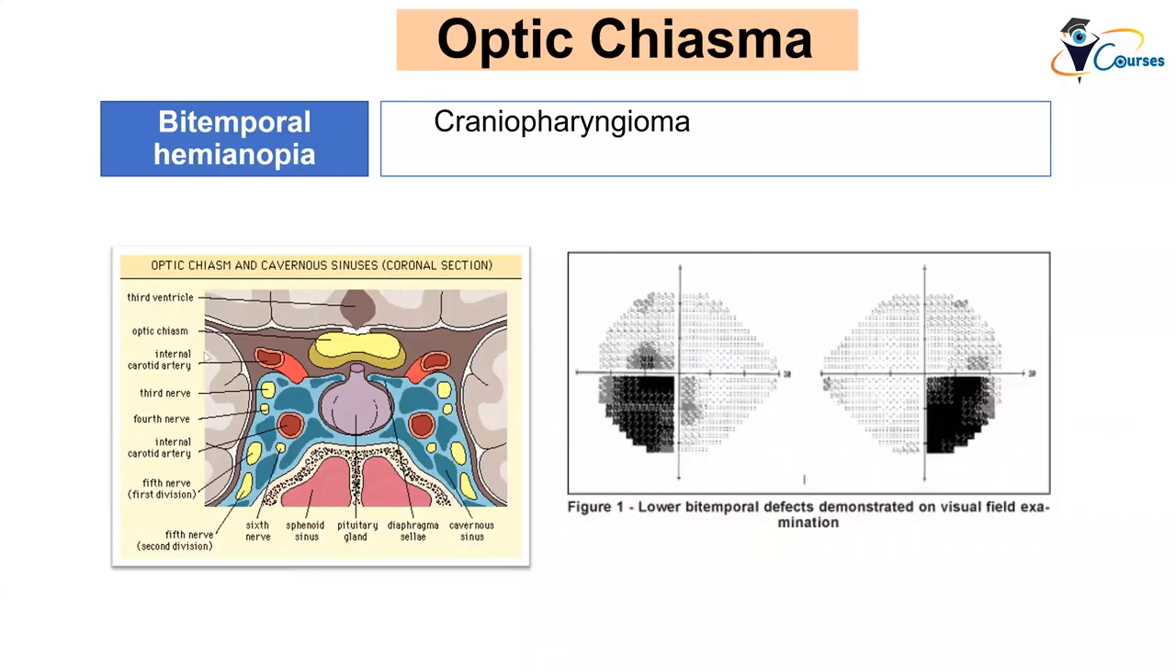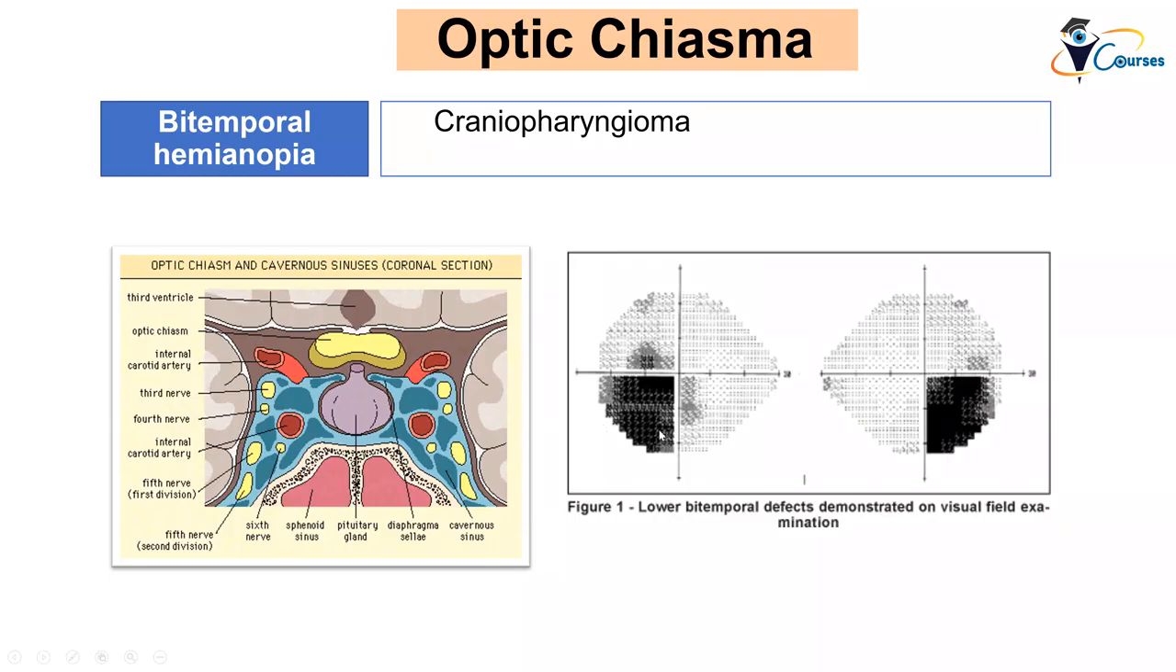On the contrary, the bitemporal hemianopia can start inferiorly. And when this happens, think of craniopharyngioma. This craniopharyngioma, starting at the roof or at the floor of the third ventricle, will compress the chiasma from above, resulting in compression of the superior nasal fibers, resulting in bitemporal hemianopia that is starting inferiorly.